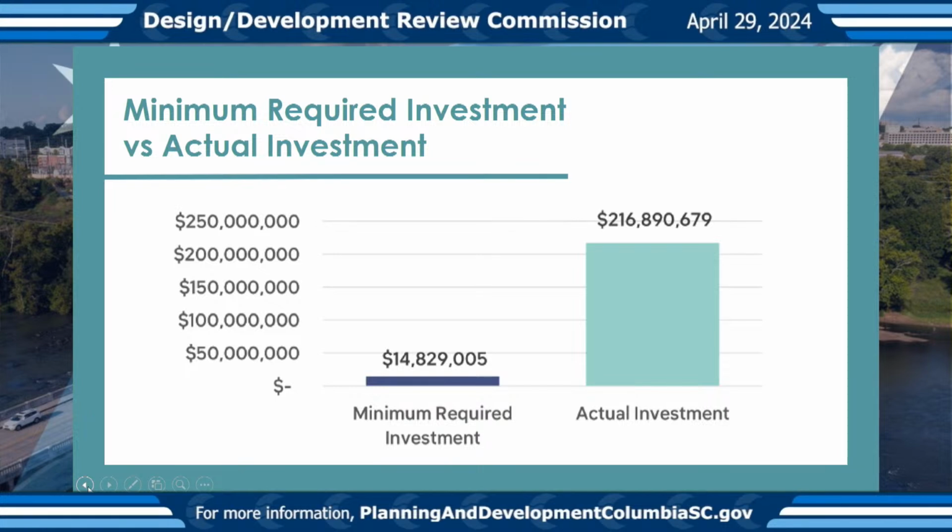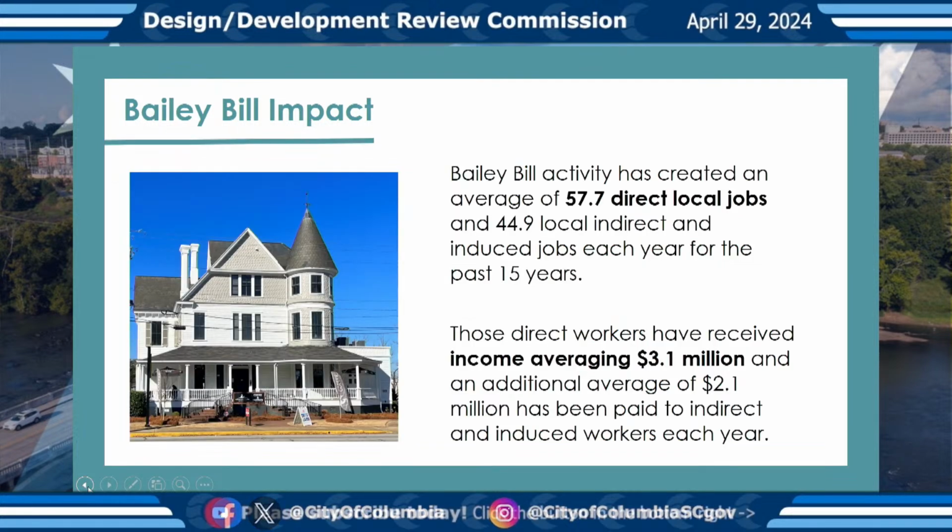This was a really interesting slide. So the investment that's required for the Bailey Bill into eligible projects is 20% of the value of the house itself. So people are required to spend that much money. But the statistics show that actually they spend a great deal more. So for the minimum investment required, for every dollar spent, people are actually spending $15 over that required investment. And that's huge. So it generates more jobs, it generates more taxes down the road.